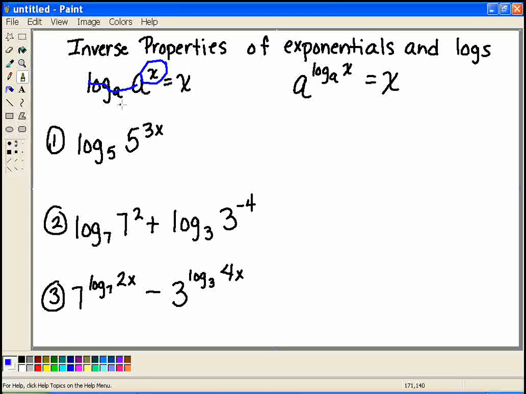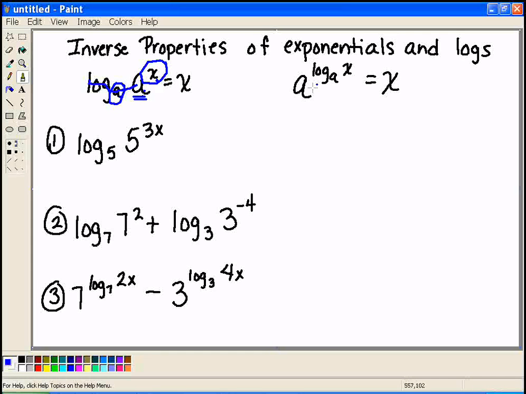But notice the base of our exponent and the base of our log have to be exactly the same. They both have to be an a or a 2 or a 3 or an x, whatever our base is. If the base of our log and the base of our exponential are exactly the same, then they cancel each other out and we're left with what's in the exponent due to the inverse property.